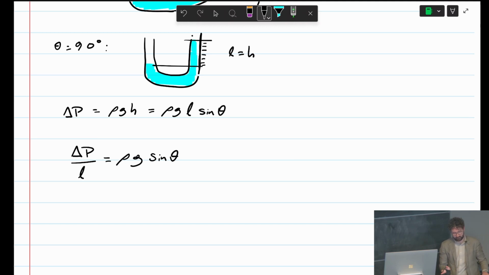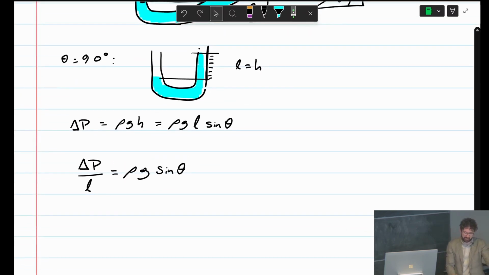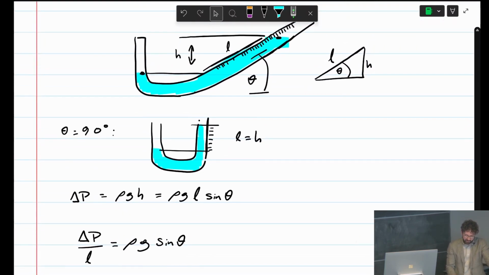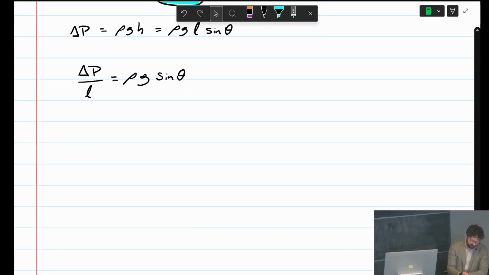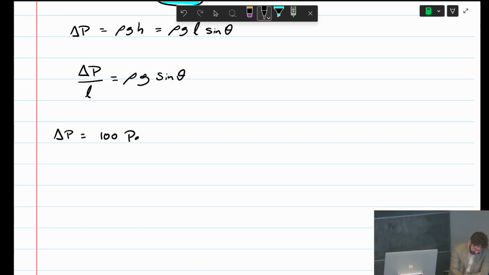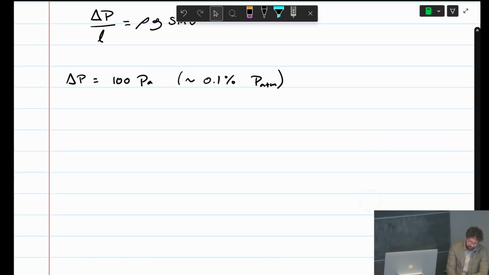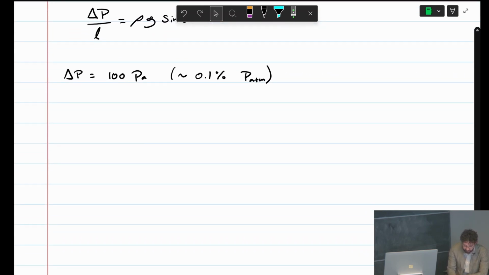Of course, this is valid for a specific range of theta. So usually inclined manometers look something like the figure I've drawn above. Let's say we're trying to measure a pressure here of delta P of 100 pascals. That's roughly 0.1% of a typical atmospheric pressure, just to give you an idea that your instrument has to be half decent to do that. But the pressures we try to measure with these get much smaller than that.